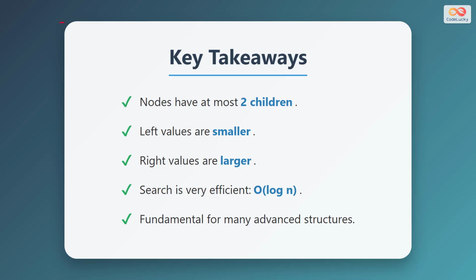To summarize, remember that in a binary search tree, every node has at most 2 children. The left side is always smaller, and the right side is always larger. This structure allows for highly efficient search operations and forms the basis for many complex systems you will encounter in your programming journey.